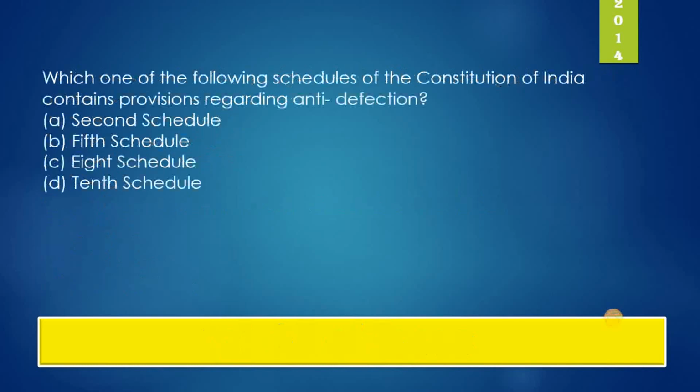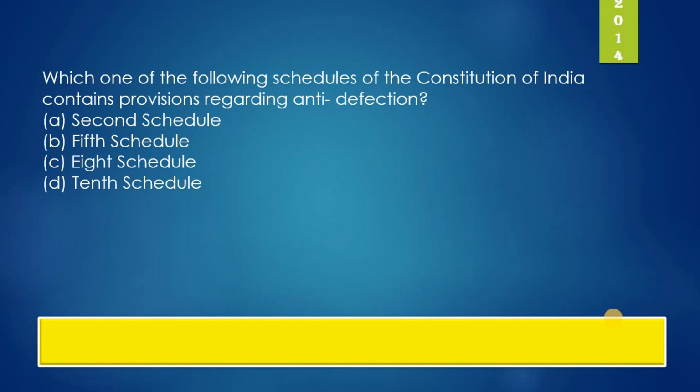Next question. Which of the following schedules of the Constitution of India contains provisions regarding anti-defection? As far as the anti-defection law is concerned, which of these schedules contains the provisions for it? The options are the second schedule, fifth schedule, eighth schedule, or the tenth schedule.